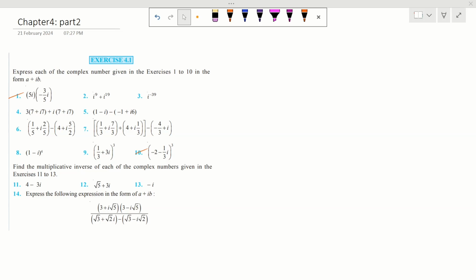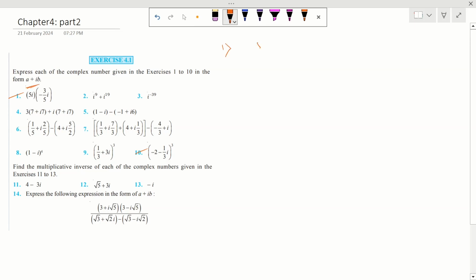Based on those concepts we will have an exercise problem, that is 4.1. So we will solve exercise problem 4.1 in this part 2 video, right? Now, for questions 1 to 10, we need to express the given expression in the form of a complex number, that is a plus ib, right?